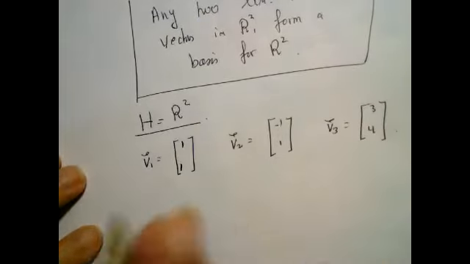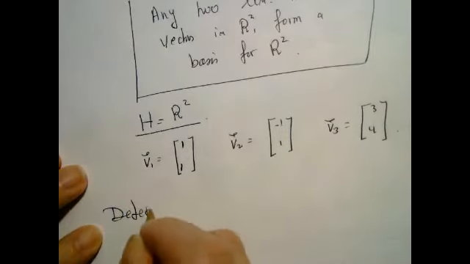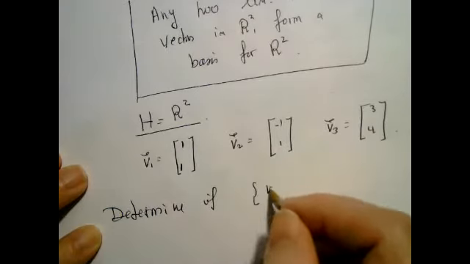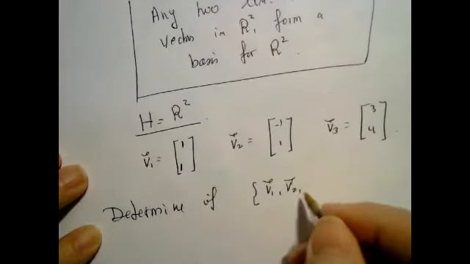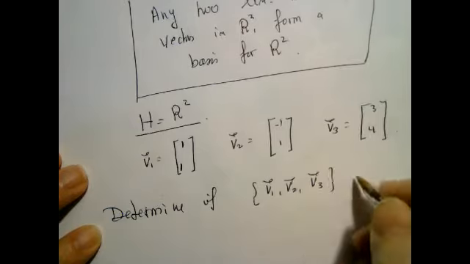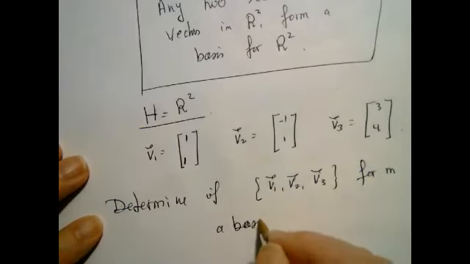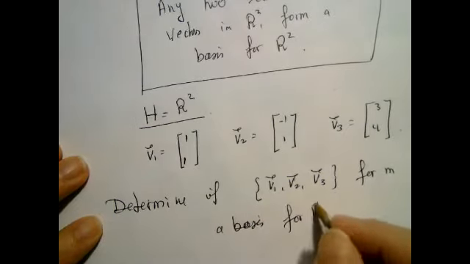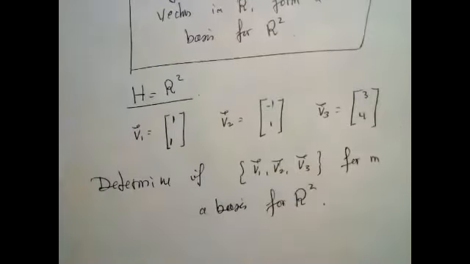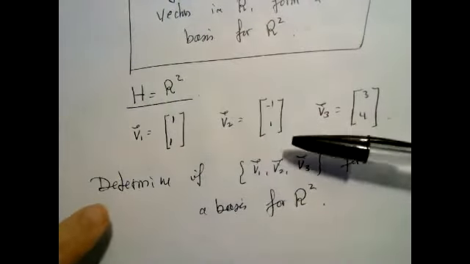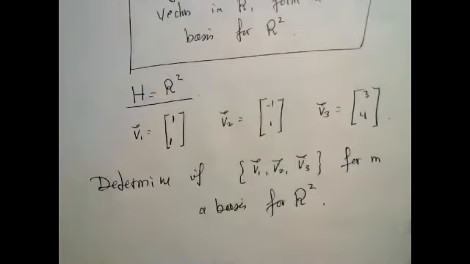And the question is, determine if the collection of vectors v1, v2, v3 form a basis for R3. Sorry, for R2. Okay, what will be the situation? So now I have R2, I have 3 vectors in R2. They are in my subspace. And my question is, do they form a basis for R2?